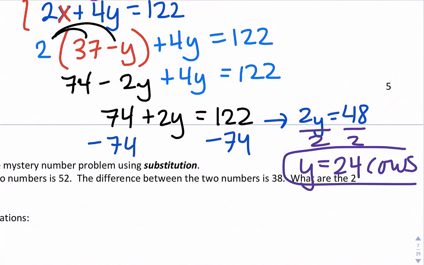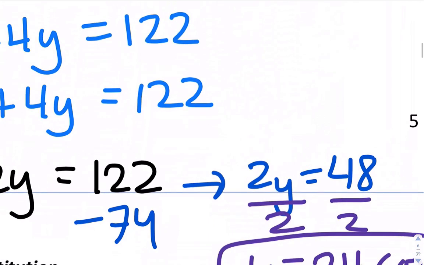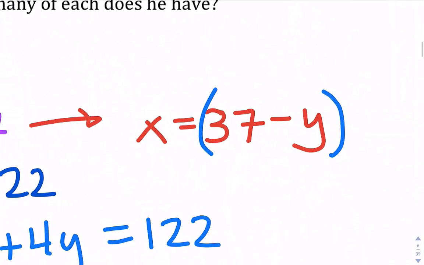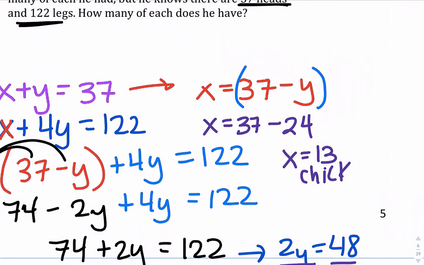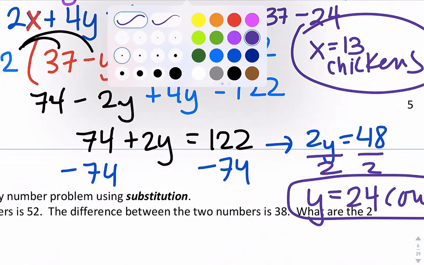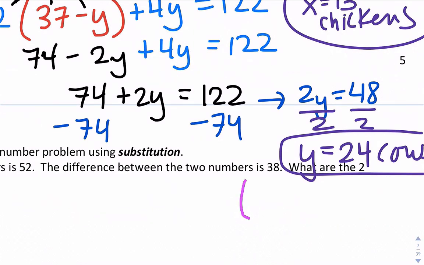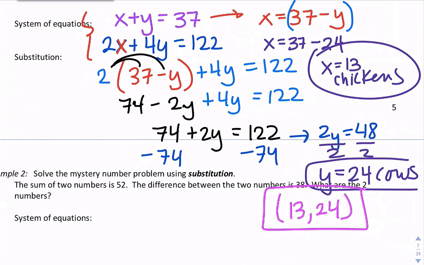Again, we're looking for a point of intersection. We need the number of chickens, but also we need that x value if this was a graph. So to do that, let's go back to this equation right here. And we know that y is 24. There's 24 cows. So let's plug in. So we have x equals 37 minus, and instead of y, we'll substitute in the 24. So we have x equals 13, and again, that was the number of chickens. So 13 chickens, 24 cows. We can write our answer as an ordered pair because remember, if we were to graph, it's an ordered pair, (13, 24). Okay, so there's an example of substitution. You plug in, solve, plug in again, solve.